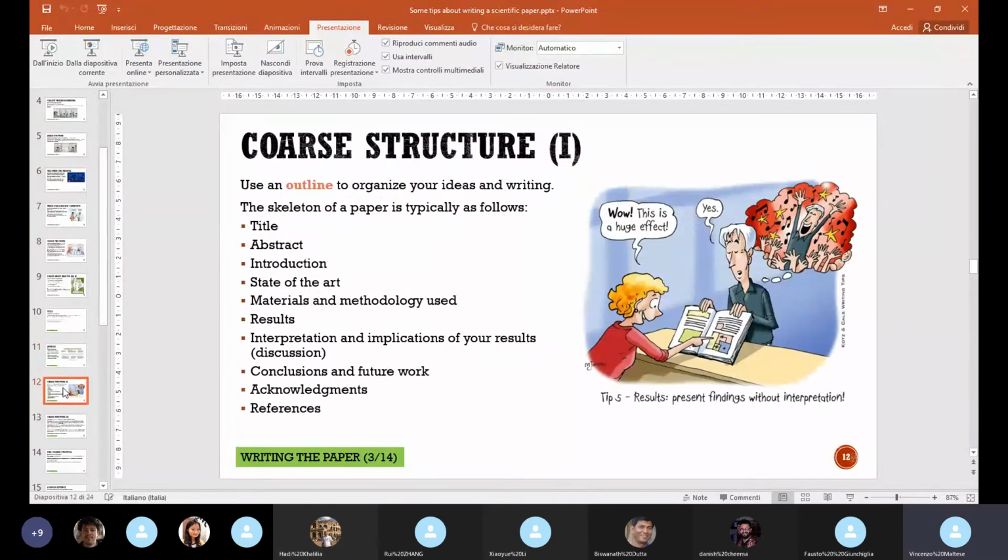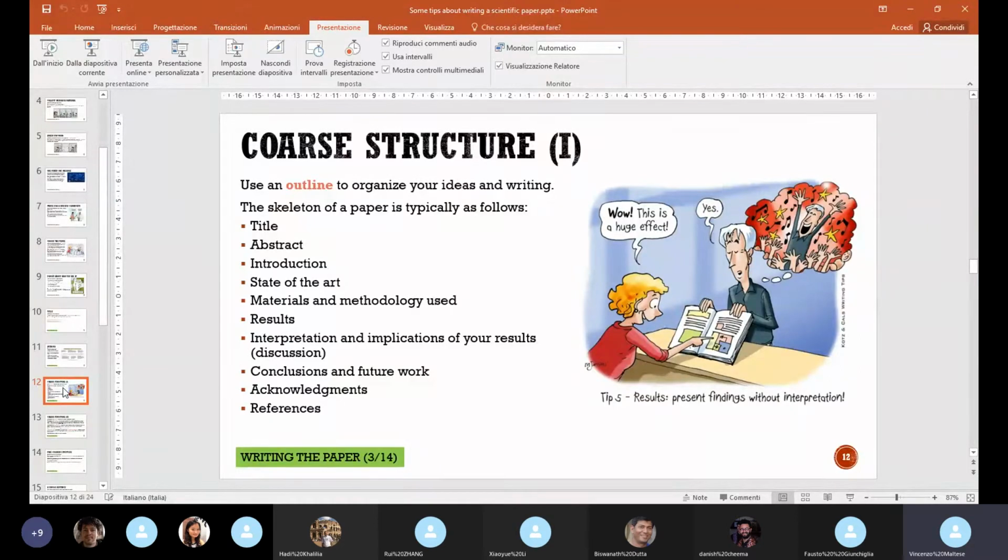Then you have to keep in mind that the paper is characterized by a coarse structure, the skeleton, and a fine-grained structure. The coarse structure is basically the backbone of the paper, the skeleton of the paper, the way in which you present it by the main headings of the paper. So typically, the coarse structure of a paper is characterized by a title, followed by an abstract, an introduction, and then you have sections which may depend also on the community, as I said, but typically you have the state of the art, then you describe the methodology and the materials that you used for conducting your research, the results, so the experimental results of your research, and then in a separate section you provide an interpretation, a discussion of your results.